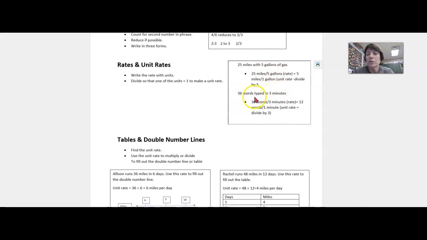Here's another example, 36 words typed in 3 minutes. We make the rate out of that, 36 words, fraction bar, 3 minutes. That's our rate. To change it to a unit rate, then we divide the top number by the bottom number. So we divide by 3 and we get 12 words for 1 minute. That's our unit rate. All right, you guys did a really great job with those, so I think you kind of get them.